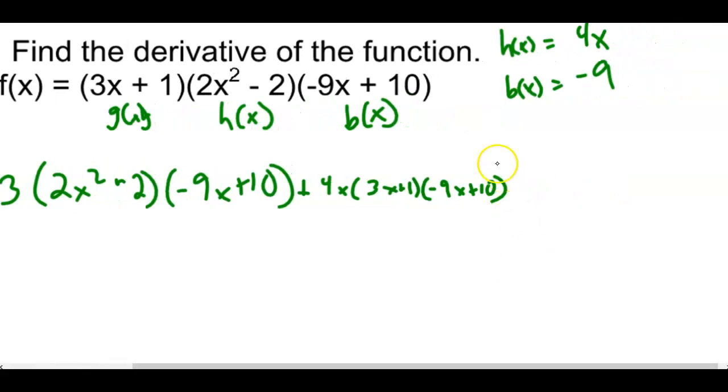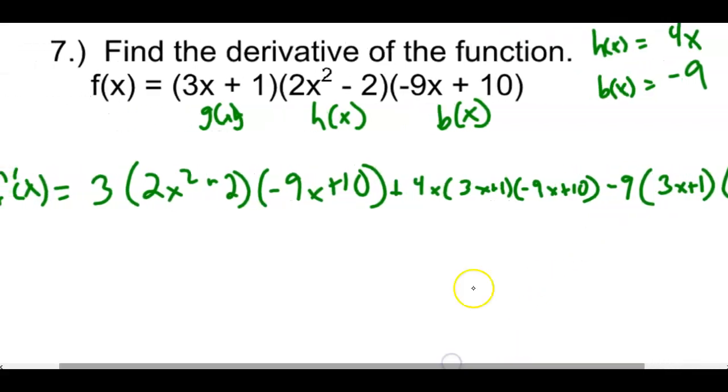And lastly, the third. Here, I'm going to do negative 9 times the first and second function, like that. Now, distribute here.